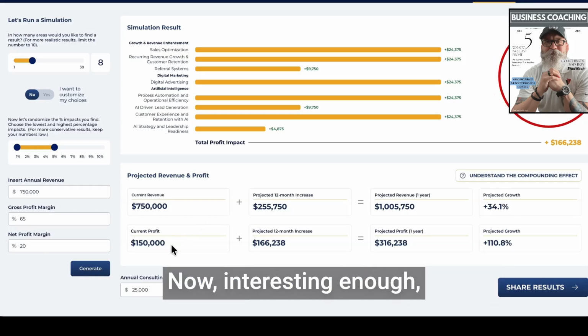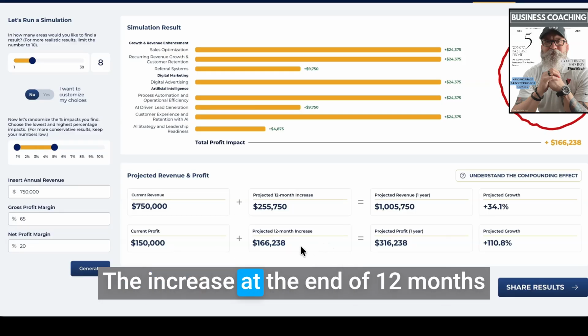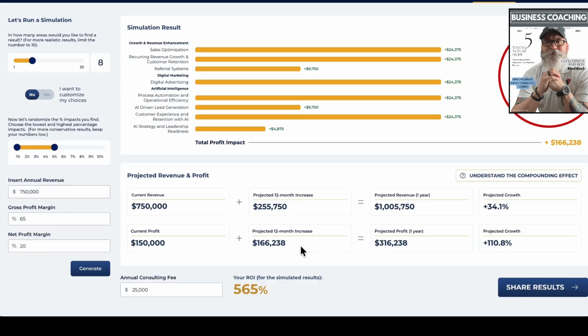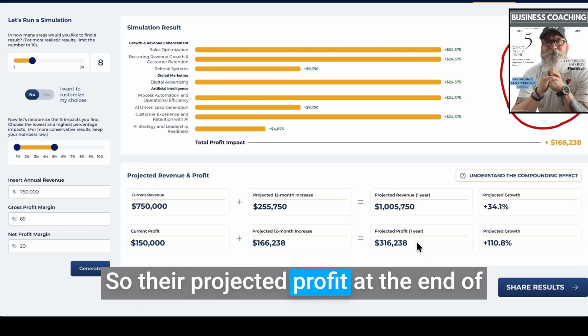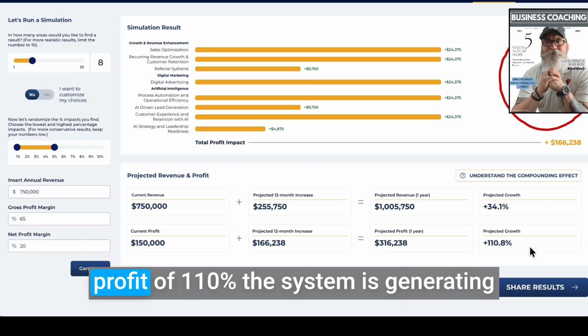Now, interesting enough, their current profit is $150,000. The increase at the end of 12 months we're predicting would be $166,000. That's an increase on top of the 150. So their projected profit at the end of year 1 is $316,000, which is a growth in profit of 110%.